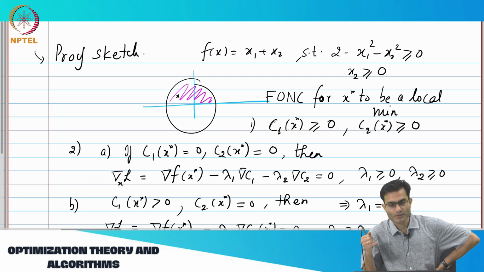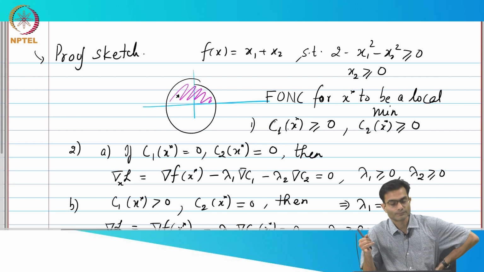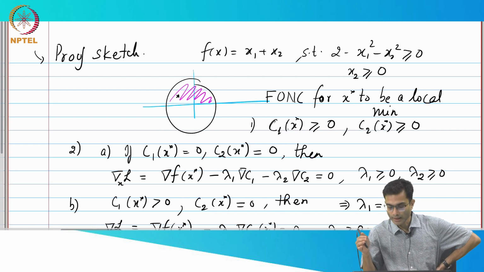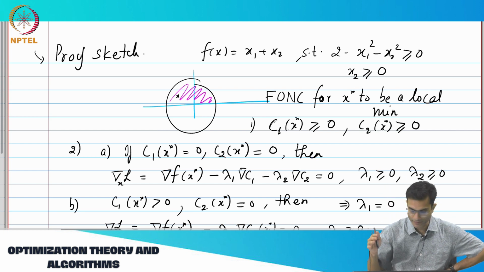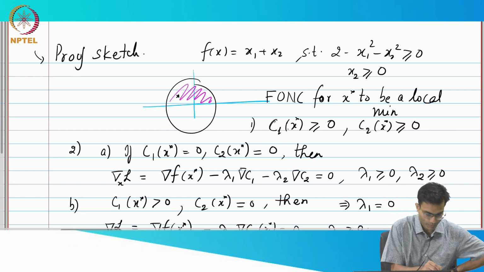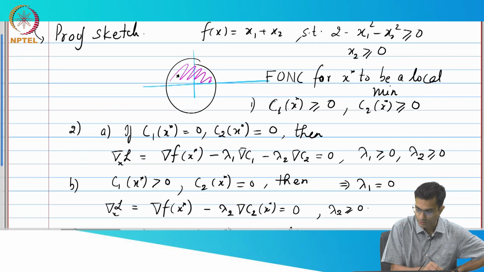It will hold because grad C1 will be what? 2x1, oh sorry, minus 2x1 minus 2x2, and grad C2 will be what? 0 comma 1, right? So for most points this should be linearly independent. We can verify it in particular for specific points, okay.